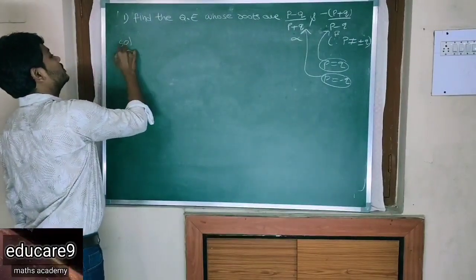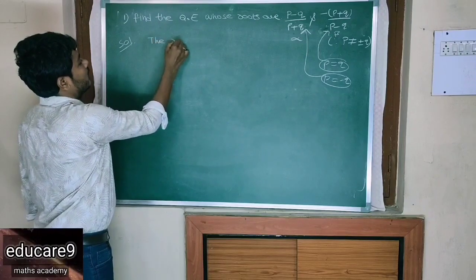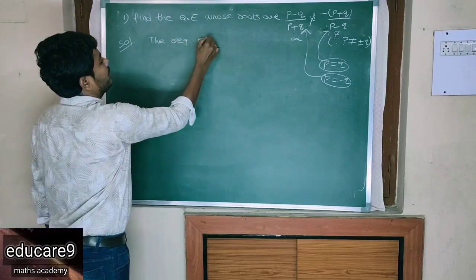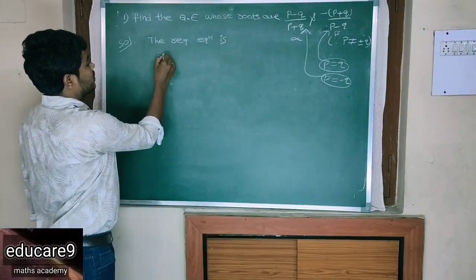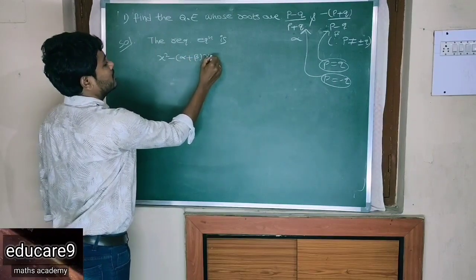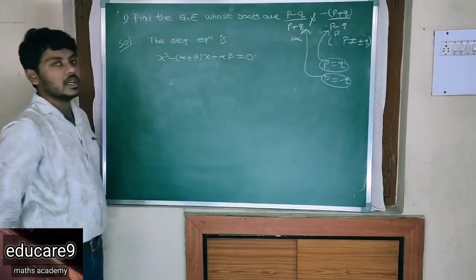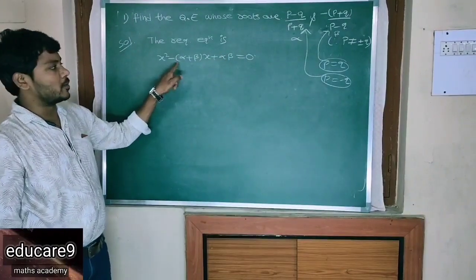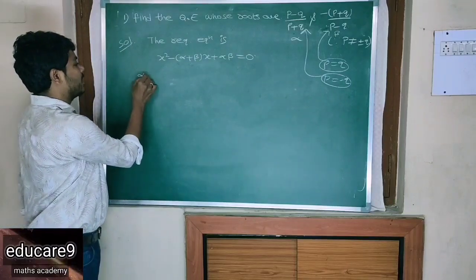So solution, the required equation is x square minus of alpha plus beta of x plus alpha beta is equal to 0. So we want to find alpha plus beta and alpha beta. So first find alpha plus beta.